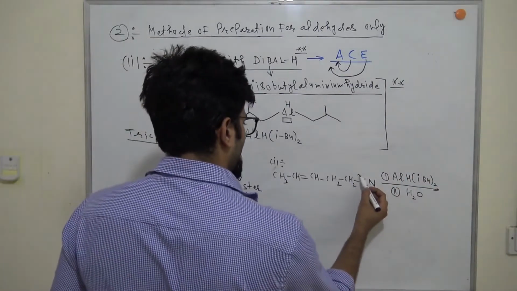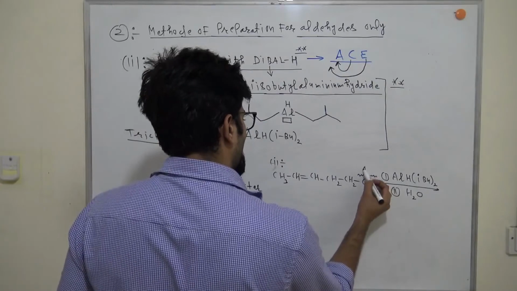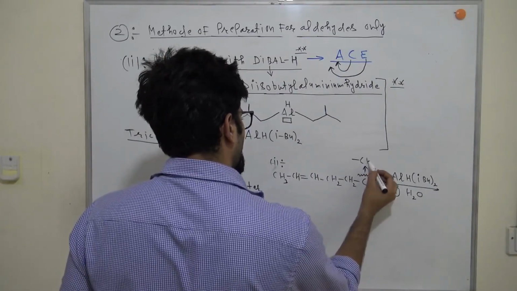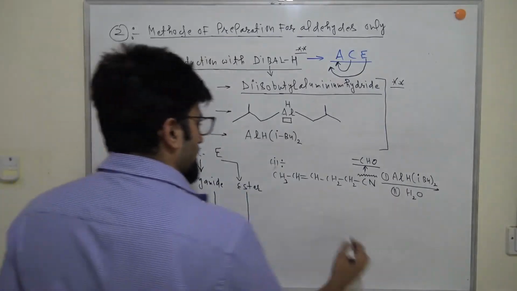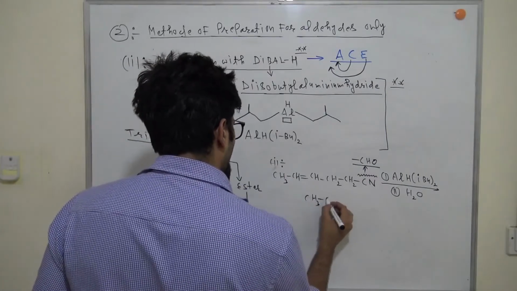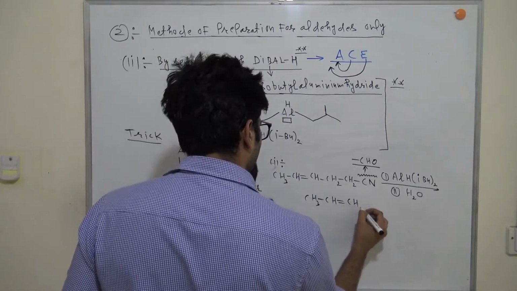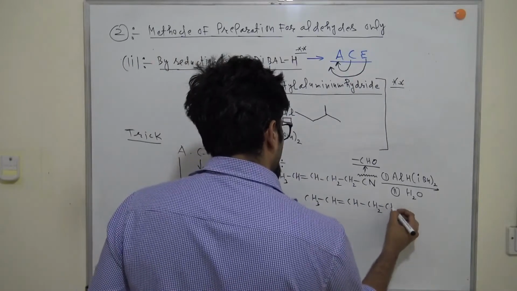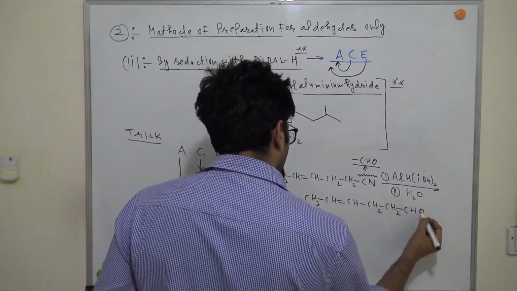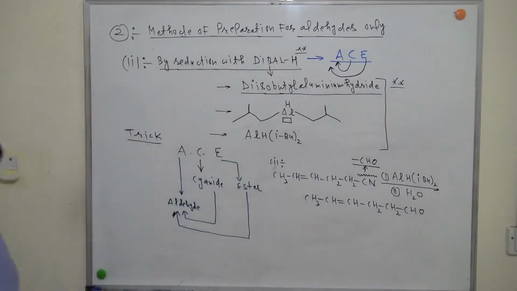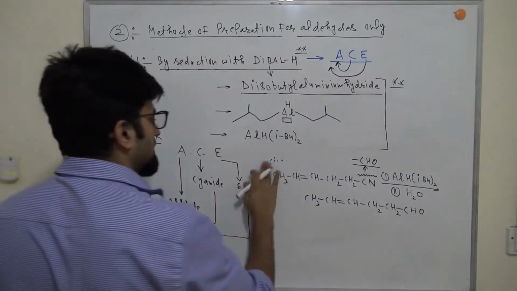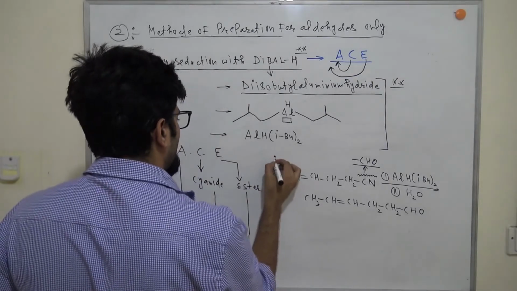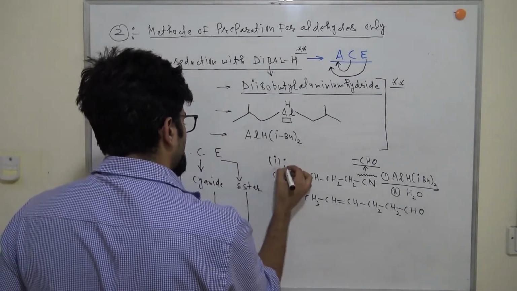Basically, what you are going to do is change this group CN to CHO. That's it. You will convert CN to CHO. So what will be my answer? Nothing will happen to the double bond; it will not reduce the double bond. CH3CH=CHCH2CH2CHO is my answer. So the DIBAL-H trick is ACE: cyanide to aldehyde, ester to aldehyde. The first one is your cyanide group.